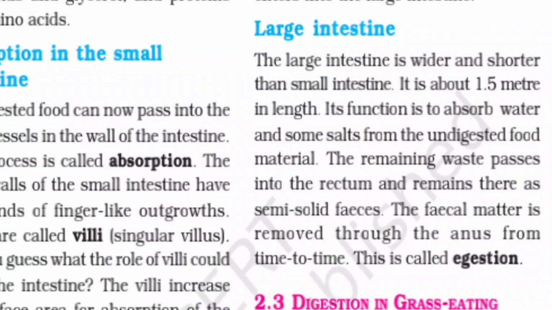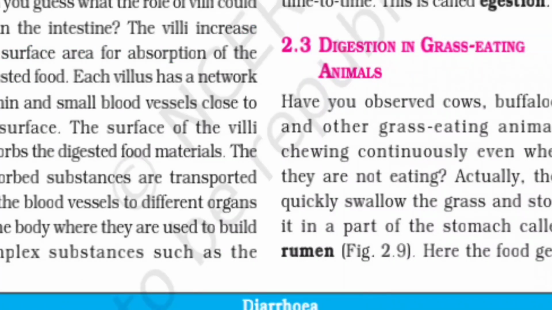Large intestine. The large intestine is wider and shorter than the small intestine. It is about 1.5 meters in length. It functions to absorb water and some salt from the undigested food material. The remaining waste passes into the rectum and remains there as semi-solid feces. The fecal matter is removed through the anus from time to time. It is called egestion.